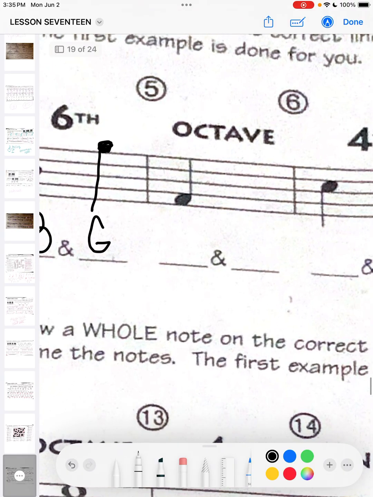For an octave, okay, an octave is an eighth. This is an octave. That is how we define it. So I'm going to put F to F. That is going to be an octave.